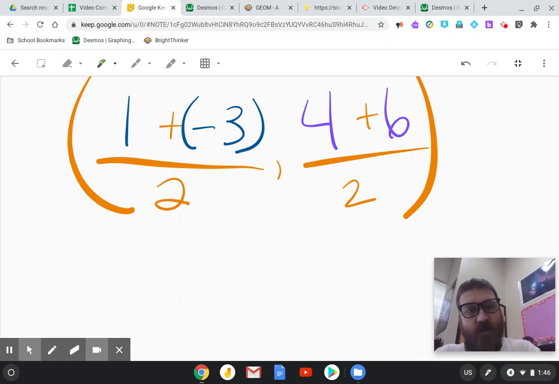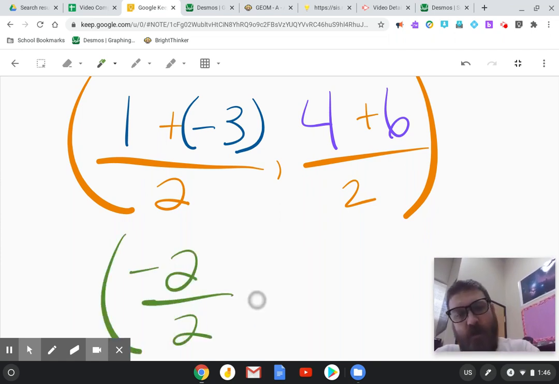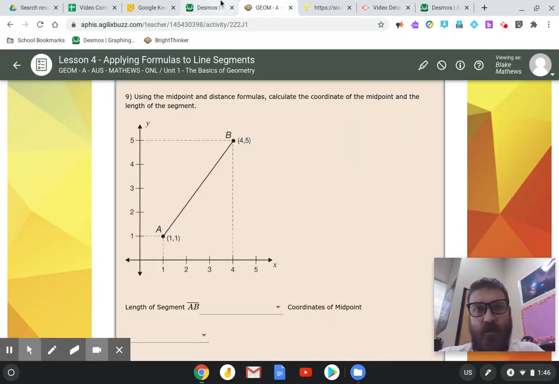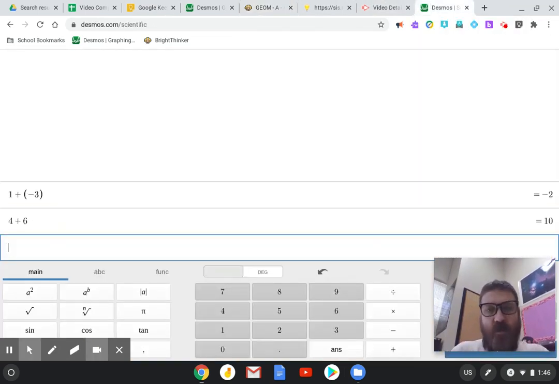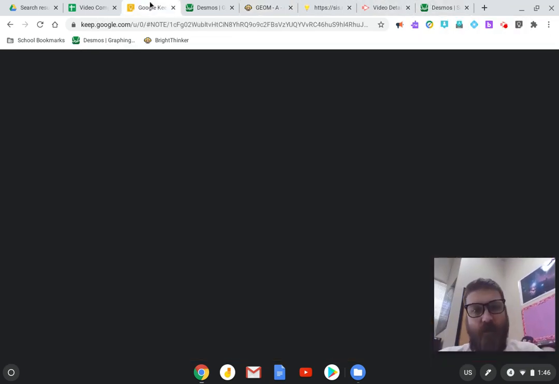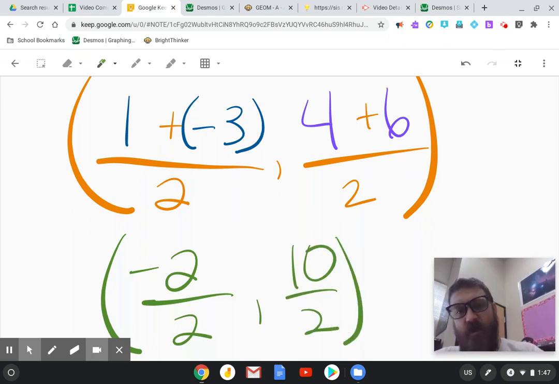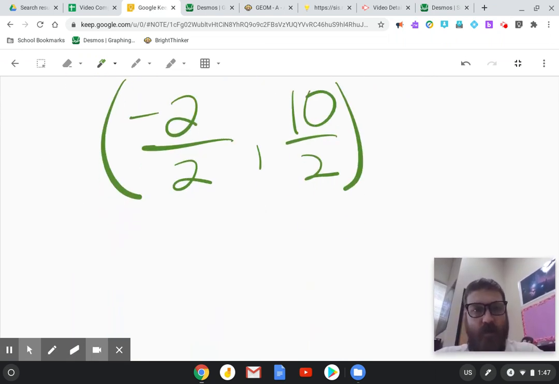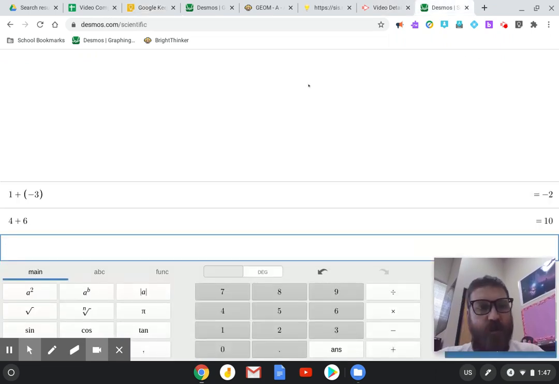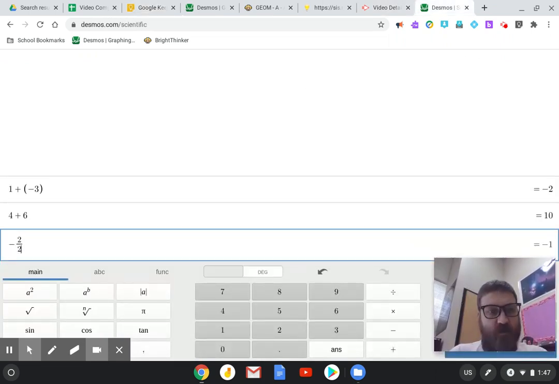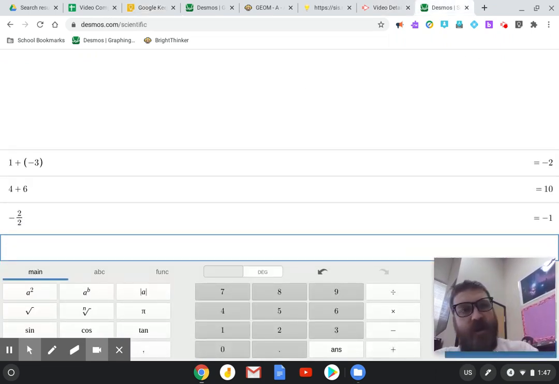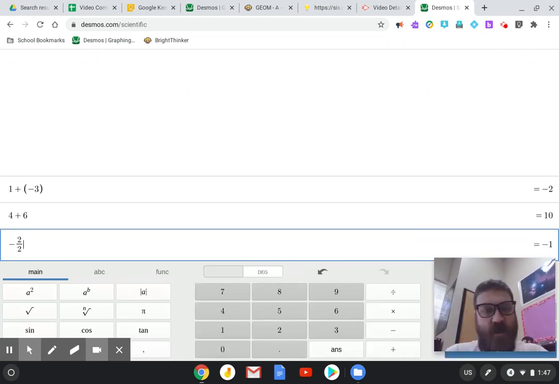So this whole thing becomes negative 2 divided by 2. 4 plus 6 divided by 2. So we know 4 plus 6 is 10. 10 divided by 2. Negative 2 divided by 2. Again, if you're not sure about these different operations, just go into Desmos or use your calculator. I just did. I'll do that again.